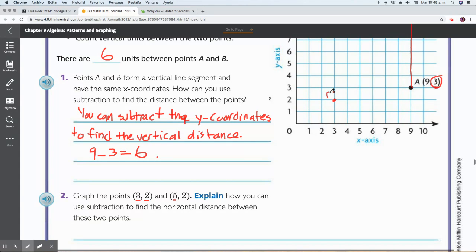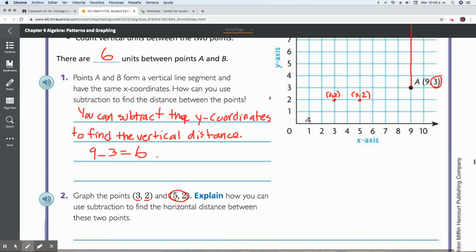We can label it by using the ordered pair, which is (3, 2). And then the same thing we're going to do with this ordered pair, (5, 2). So we're going to walk 1, 2, 3, 4, 5 steps to the right, and then 1, 2 steps going up. I'm going to plot my point here, and I'm going to use the ordered pair to label it, (5, 2). How can I use subtraction to find the distance between these 2 points?